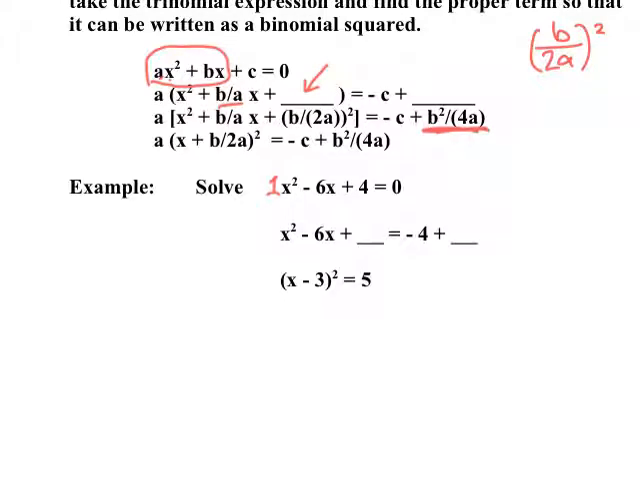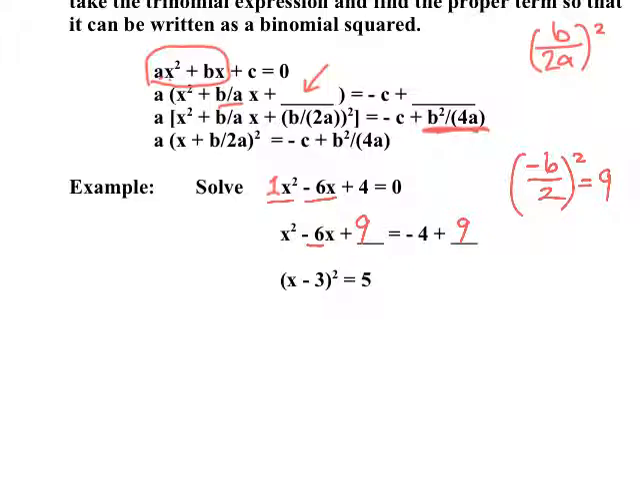So the first thing we need to do is group the x squared and the linear term, the quadratic and linear term. And then we take the linear term coefficient, -6. We divide it by 2 and we square it. So -3 squared is 9. So that is the number that gives you a perfect square trinomial that can be factored into a binomial squared. And if I add it to this side, I have to add it to this side.